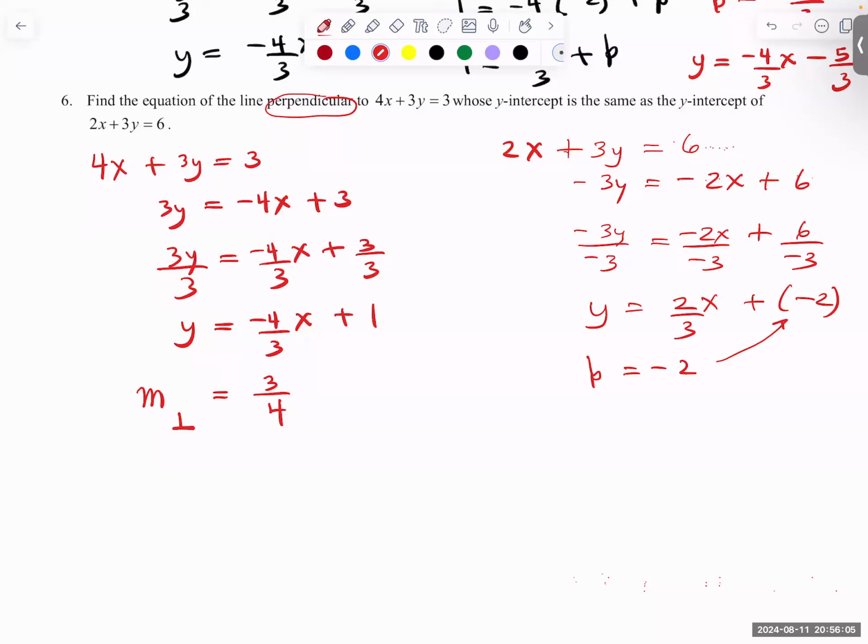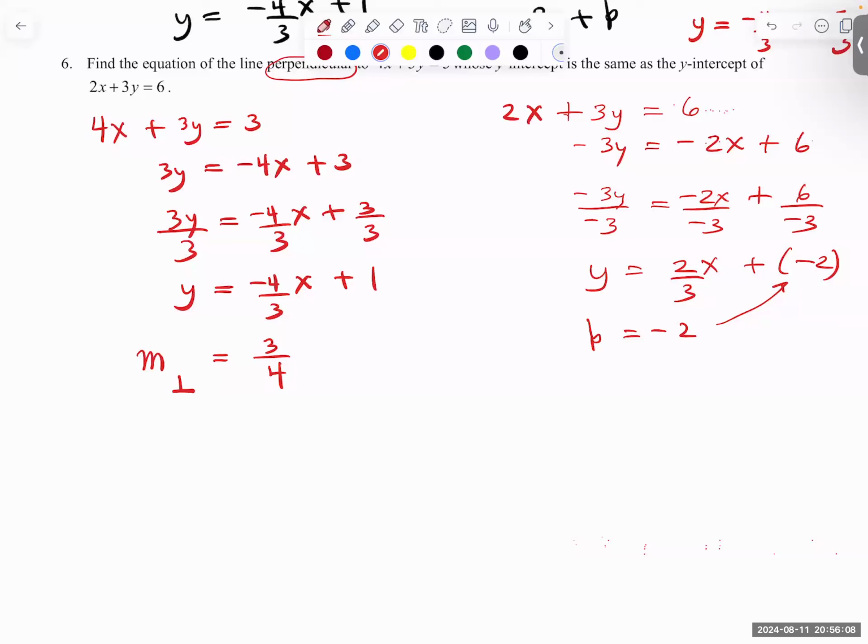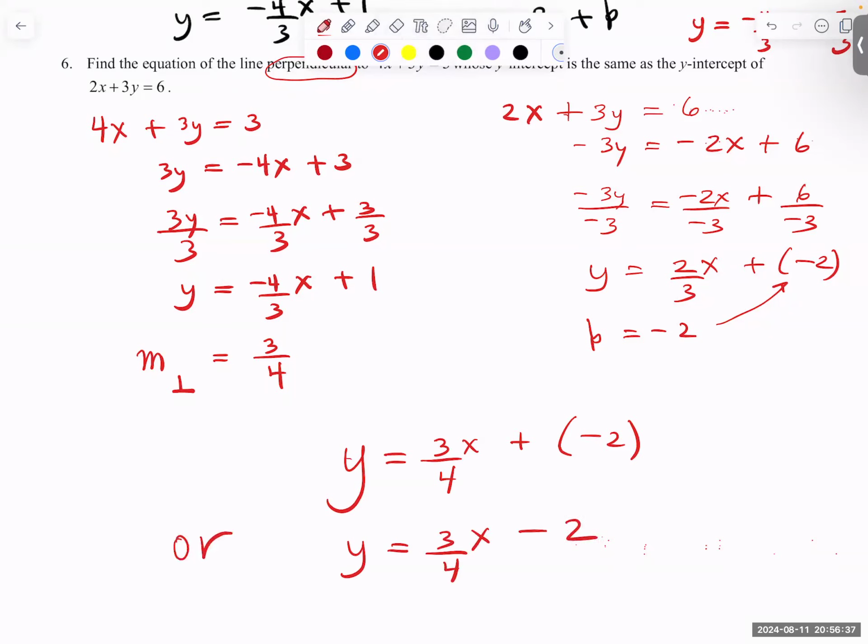So for the perpendicular line, we know the slope is 3/4 and b is its y-intercept. So putting these together, the equation is y equals 3/4 x plus its y-intercept, which is negative 2. Same as y equals 3/4 x minus 2. So either are correct.